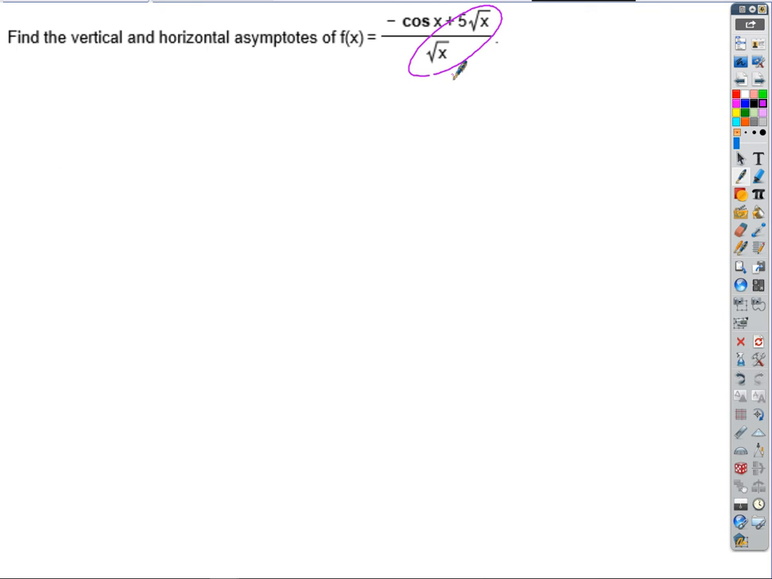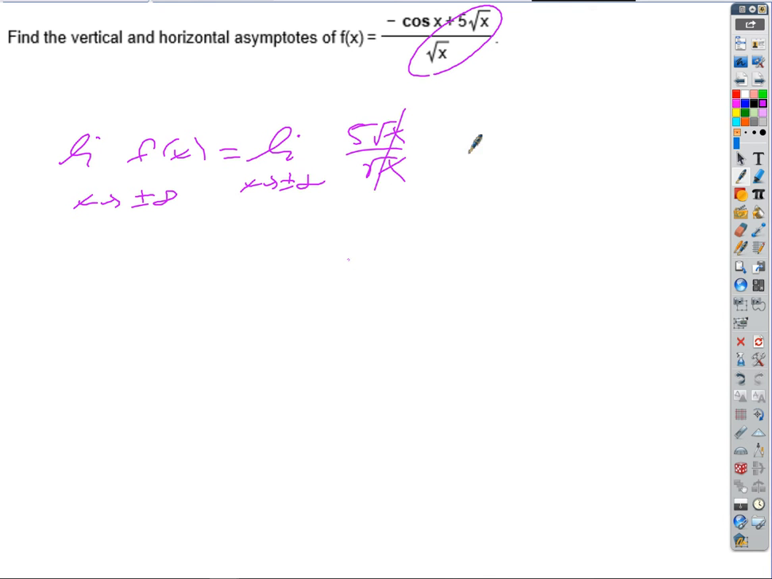So this is equal to the limit of f of x as x approaches plus or minus infinity, which is the limit of 5 radical x over radical x. And those cancel, right? So I just get 5. y equals 5 is our horizontal asymptote.